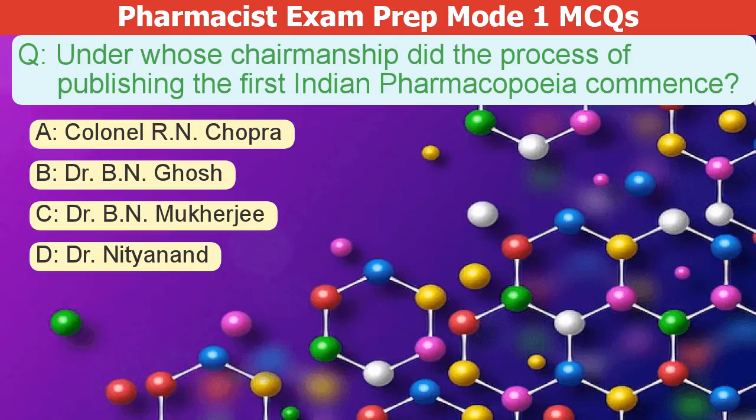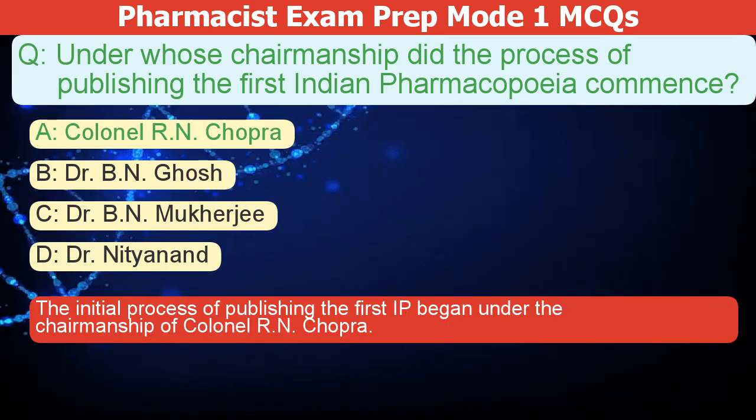Under whose chairmanship did the process of publishing the first Indian Pharmacopoeia commence? A. Colonel R. N. Chopra. B. Dr. B. N. Ghosh. C. Dr. B. N. Mukherjee. D. Dr. Nityanand. The correct answer is A. The initial process of publishing the first IP began under the chairmanship of Colonel R. N. Chopra.